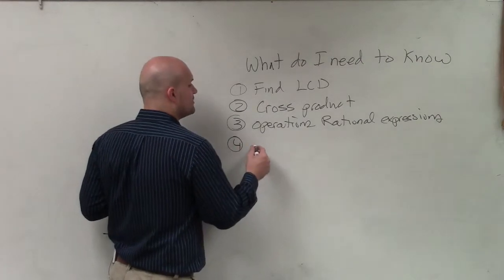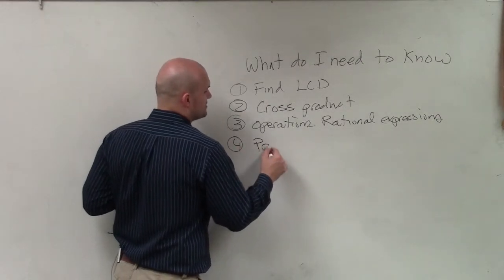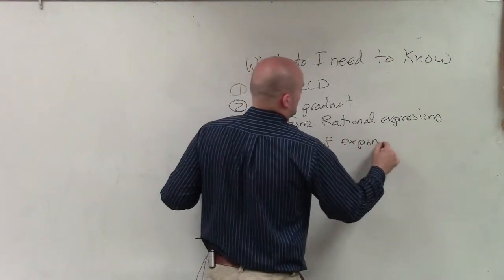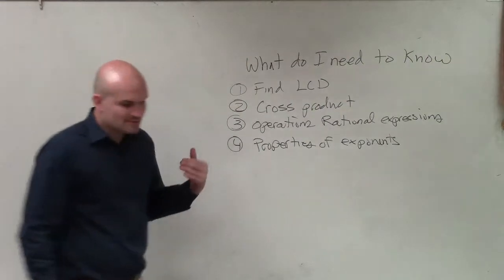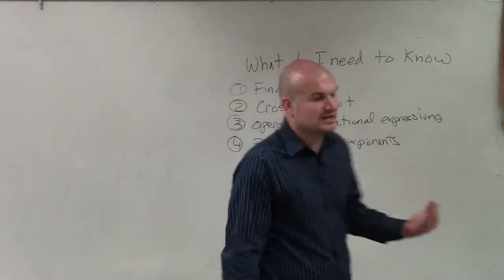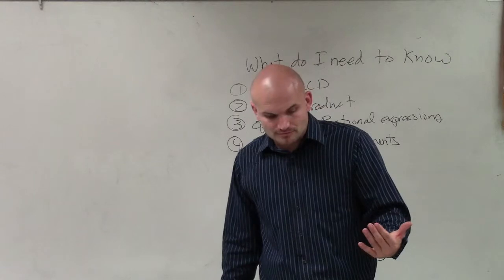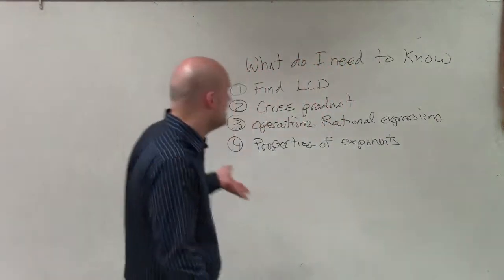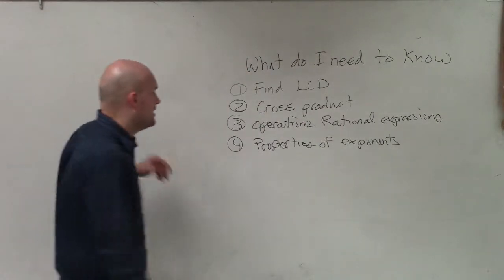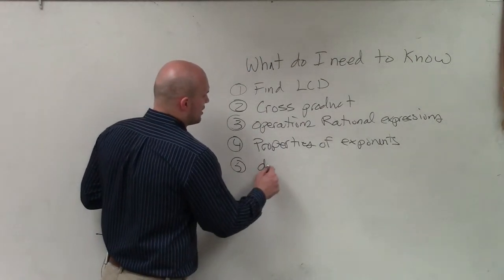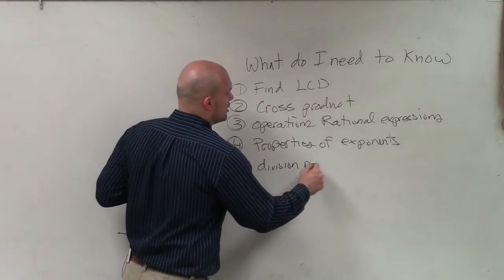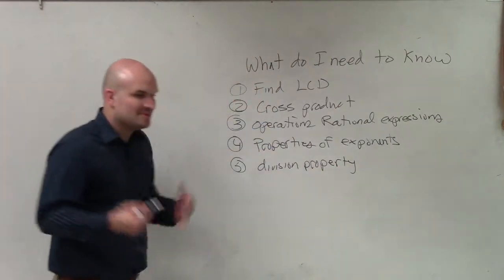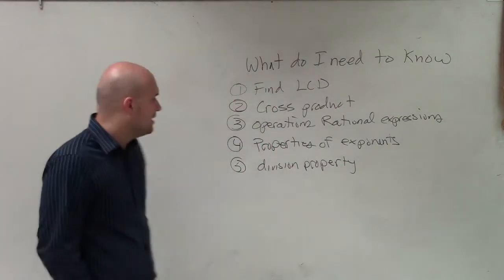We're going to want to make sure we know our properties of exponents. So not always when we're doing our properties, not always when we're doing factoring, are we just going to be dividing out expressions. A lot of times we're going to be simplifying our exponents and numbers. We're also going to want to make sure we know our division property. When we have two terms or expressions that are exactly the same, then we can divide them to equal 1.